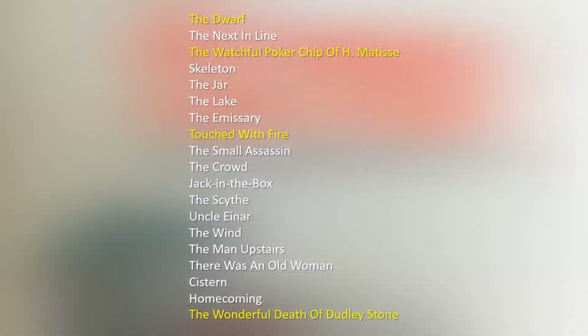So, onto the table of contents for The October Country. Mostly stories carried over from Dark Carnival, but interweaved are those 4 new stories, ones which had appeared in magazines since the publication of Dark Carnival. The table of contents is bookended by 2 of these new stories, The Dwarf and The Wonderful Death of Dudley Stone.